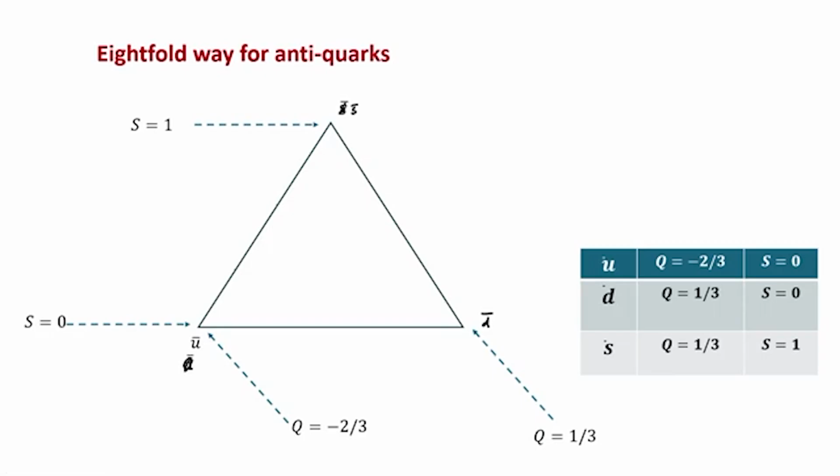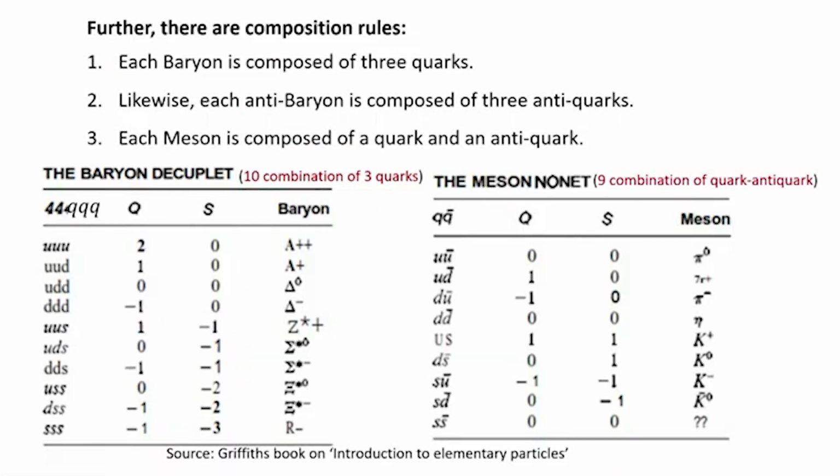And this is compiled in this small table. These are actually bars, I don't know why they are not seen, but anyway, these are bars. So Q equal to -2/3, 1/3, and 1/3 for the u bar, d bar, s bar, and the strangeness numbers are 0, 0, and 1. So, these are the 8-fold way of the quarks and the anti-quarks.